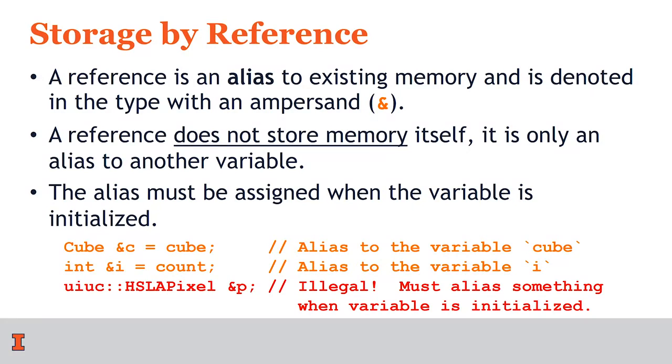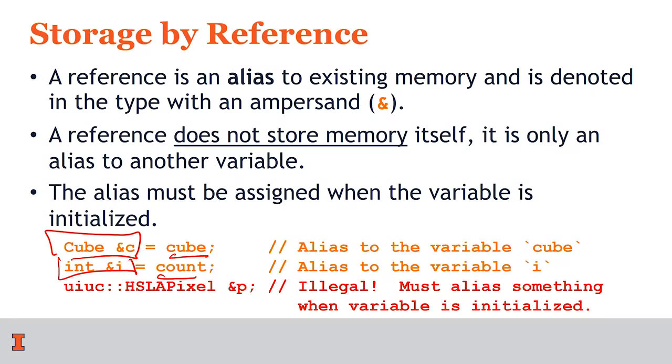And when you create a reference variable, we have to alias that reference variable at the moment we create it. For example, if we have a cube C that we're creating as a reference variable, it must be aliased to the cube, an existing variable, as soon as it's created. Int ampersand I is a reference variable I that's aliasing count. And again, it's taking on this alias as soon as it's being created. Because we're aliasing the memory address, when we change I or change count, we're changing the exact same thing. This is simply an alias to memory that's already created. It gives us a second way of referring to it.